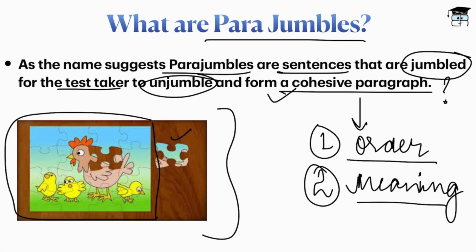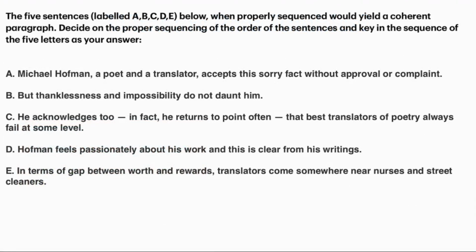You have to unjumble every single sentence and produce a single order with meaning associated with every single sentence to form a cohesive paragraph. Alright students, now that we're clear with the meaning of para-jumbles, let us attempt an example of para-jumbles just on the basis of our common sense. Now we're provided with 5 sentences here labeled A, B, C, D, E, which when properly sequenced would yield a coherent or cohesive paragraph. That means we have to unjumble all of these sentences and produce a cohesive paragraph.